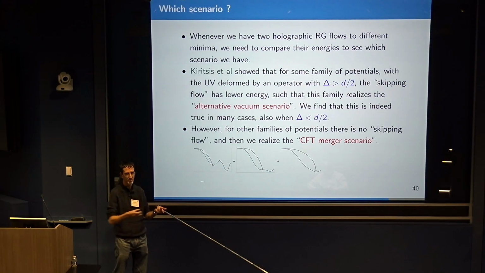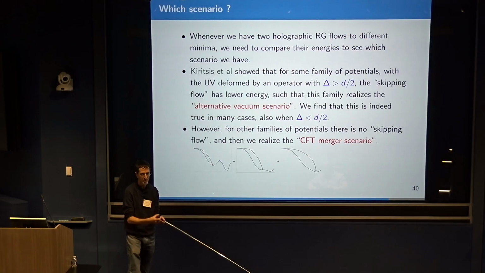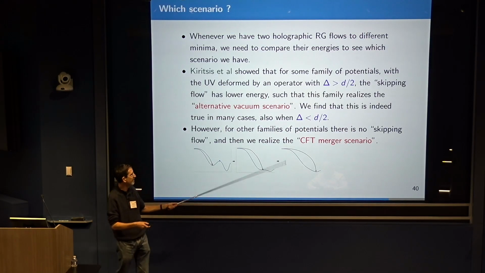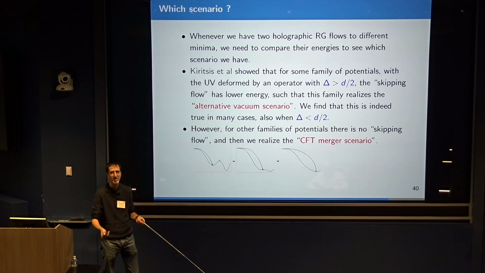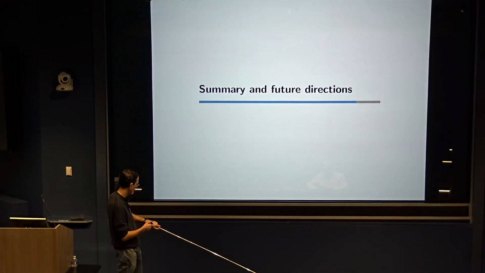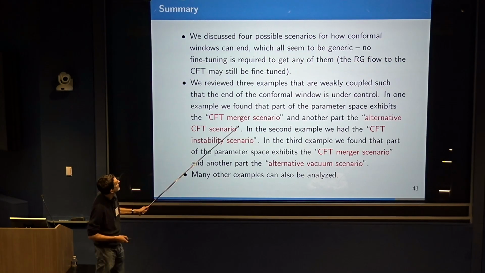So even though, in principle, we could have had the CFT merger scenario, we actually flow somewhere else before we hit the merger. But again, for a different range of potentials in the bulk, we do have the CFT merger scenario. So in this case, both of these examples are also possible. So let me just summarize, since I'm out of time.